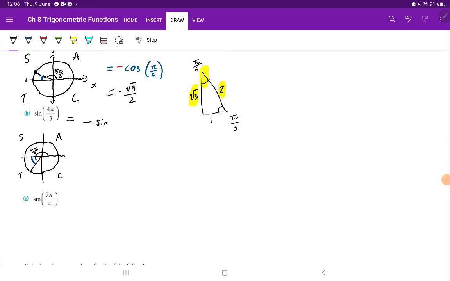So this is going to be sine of 4 pi on 3 minus pi, which is minus sine of pi on 3.